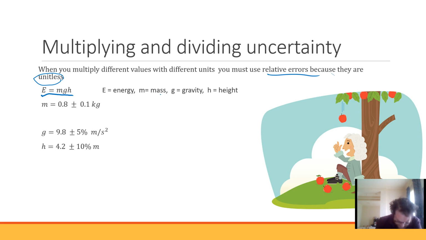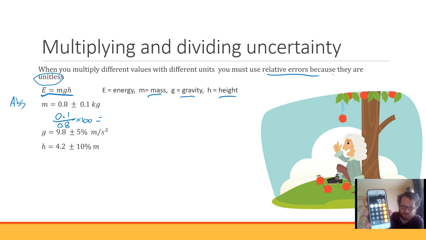Here we've got 3 different units. The mass is 0.8 plus or minus 0.1 kilograms. That's not useful because that's an absolute error. Well, we can turn that into a relative error quite quickly: 0.1 divided by 0.8 times 100 gives us 12.5.